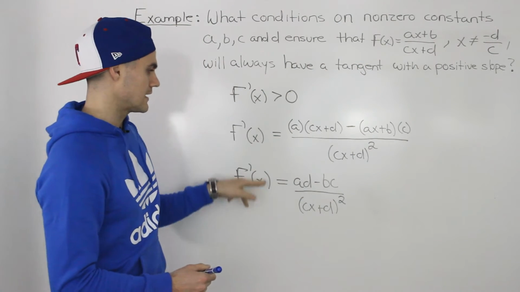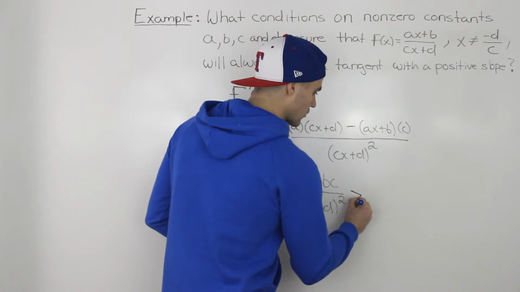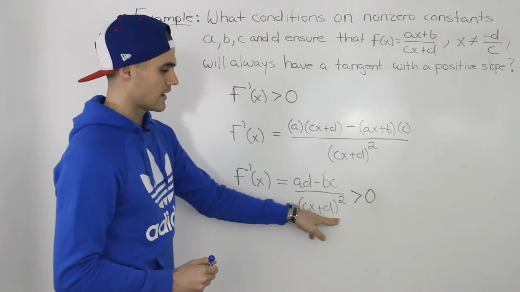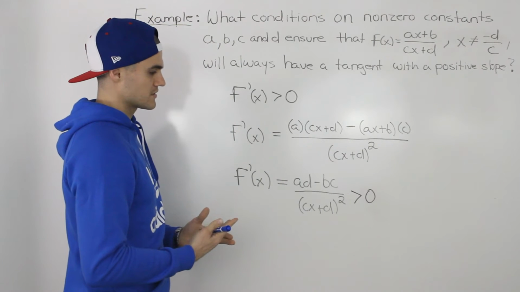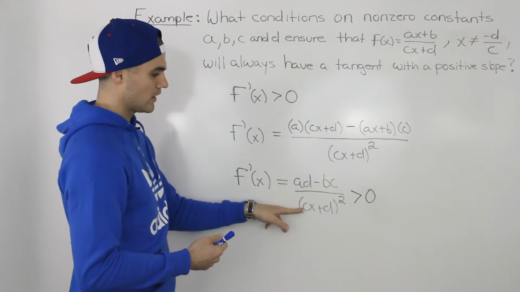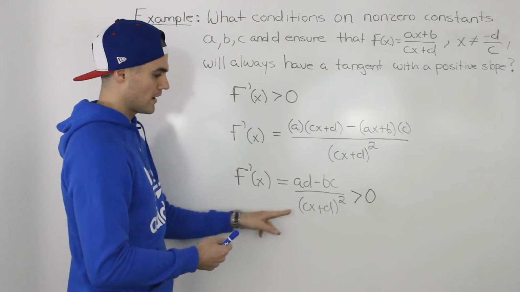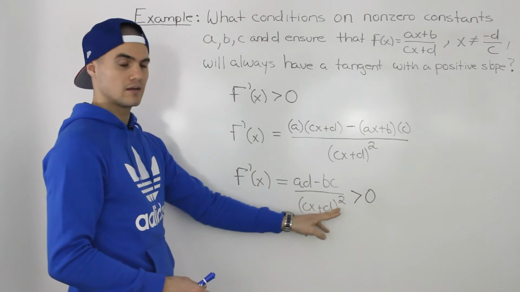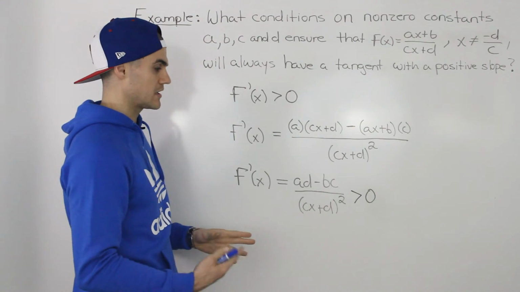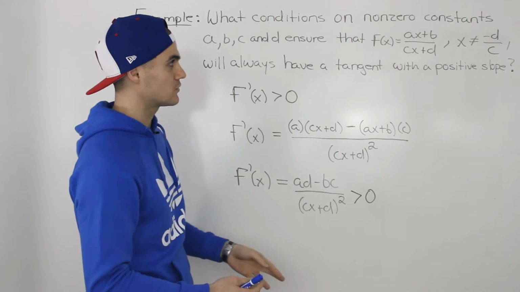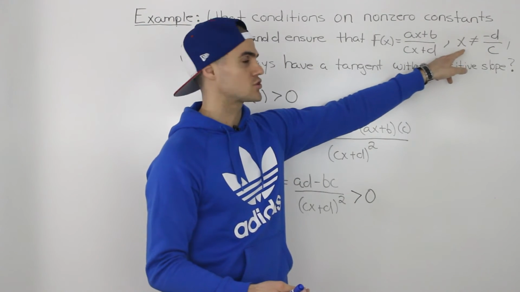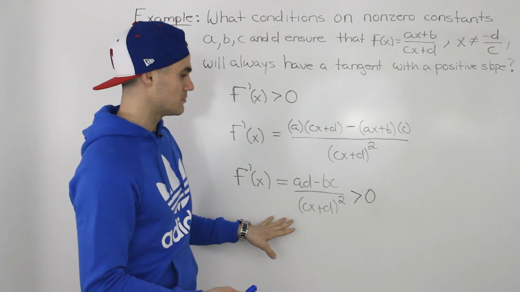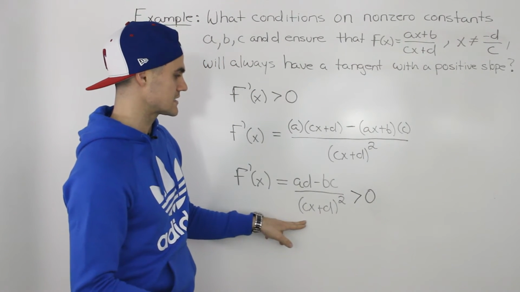Now, when is this derivative going to be greater than 0? If you notice, the denominator is always going to be greater than 0, because no matter what c and d are, no matter what value we get in that bracket, whether positive or negative, the fact that we're squaring it means the denominator will always be positive. And the denominator can never equal 0 because we stated the restriction up here: x cannot equal negative d over c. So the denominator is always going to be positive, no matter what c and d are.